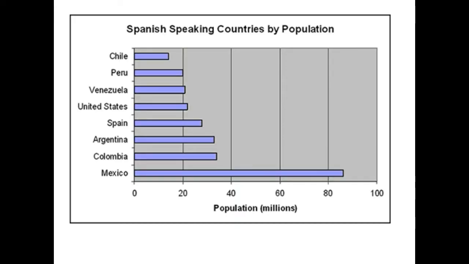Now I'm going to give you demo 2. The image here shows the number of Spanish-speaking people in different countries around the world, Spanish-speaking countries basically. So Mexico has the highest number of people with 80 million, and Chile has the lowest, which is below 20 million, and Venezuela and others. There are others who have more or less 20 million people who speak Spanish.